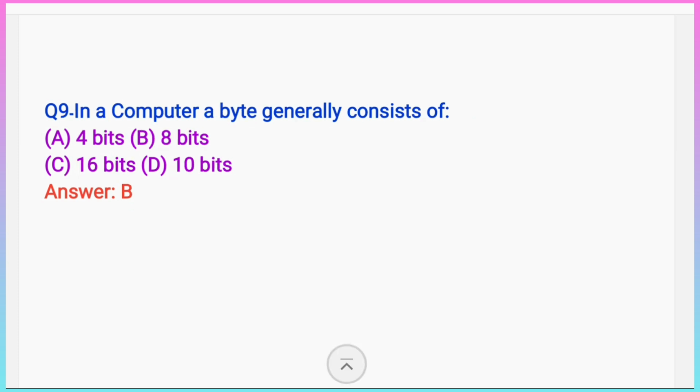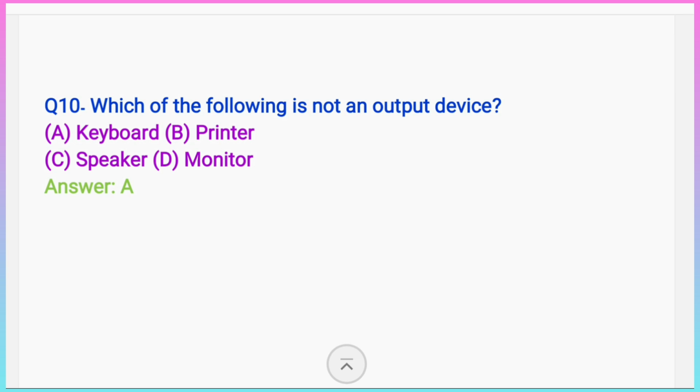Question number 9. In a computer, a byte generally consists of 8 bits. Next question is, which of the following is not an output device? And the correct answer is option A, that is keyboard. Keyboard is an input device, not an output device.